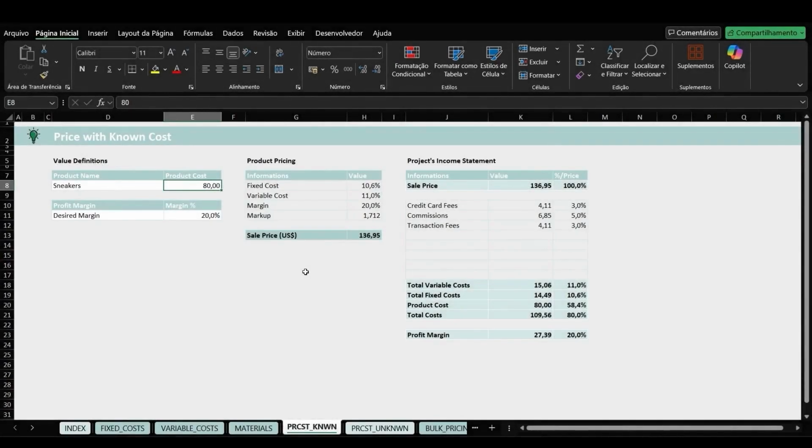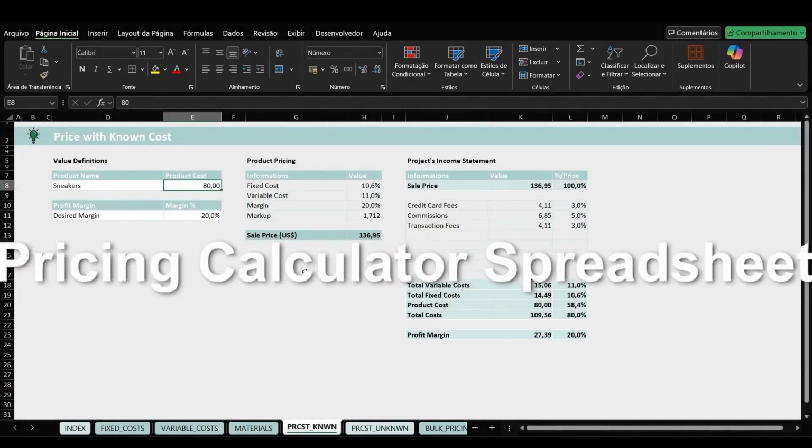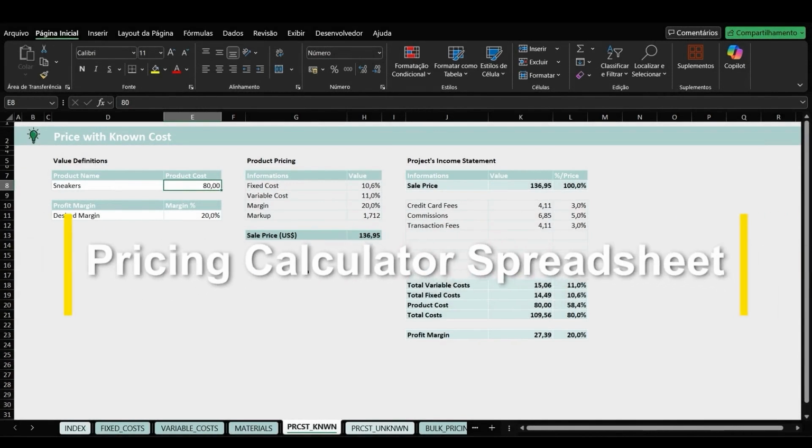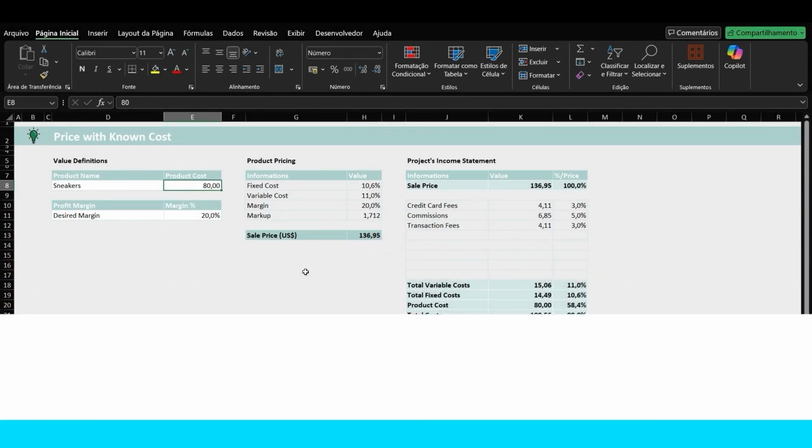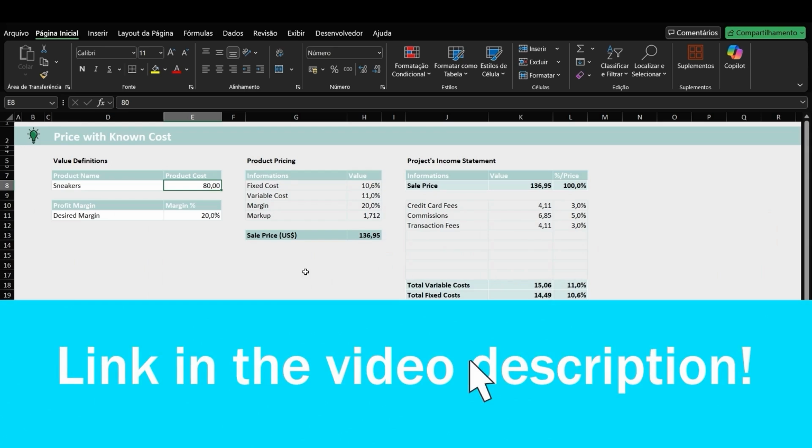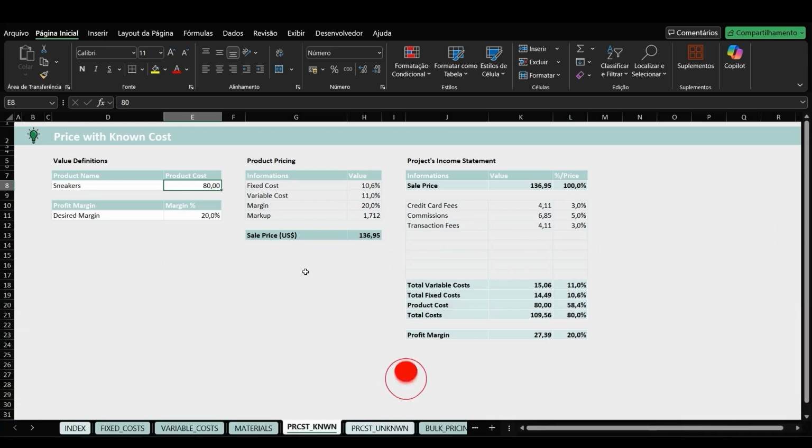In this video, I'm going to show you this spreadsheet that you see on the screen, which is a price calculator spreadsheet. This spreadsheet, based on the cost of the goods you're going to sell, can easily calculate the selling price. We're going to use it in the example of this video, sneakers. So, let's assume you work with buying sneakers and reselling them. You pay, for example, $80 for this product, and you want to know how much you need to sell it for to make a certain profit.